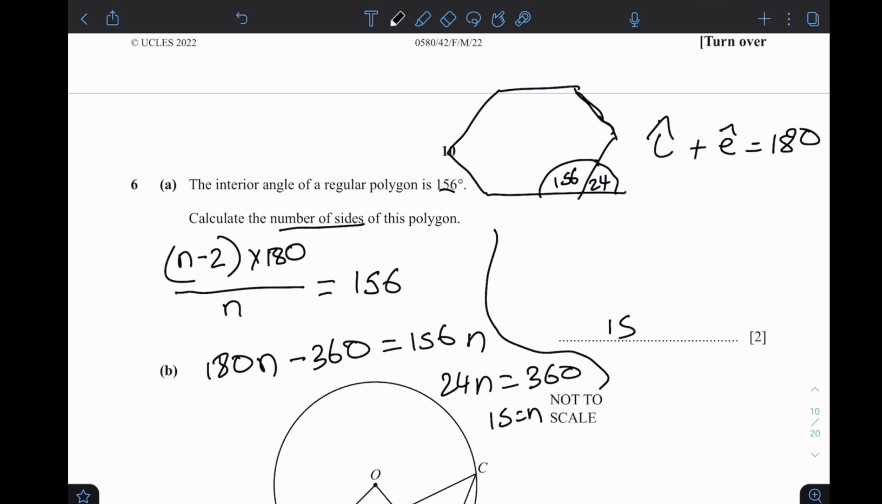Now, if this is 24 degrees, there's a formula which is very easy. So 360 divided by the number of sides should equal the exterior angle, and in this case it's 24. So you just do n is equal to 360 divided by 24, and n is equal to 15. Simple.